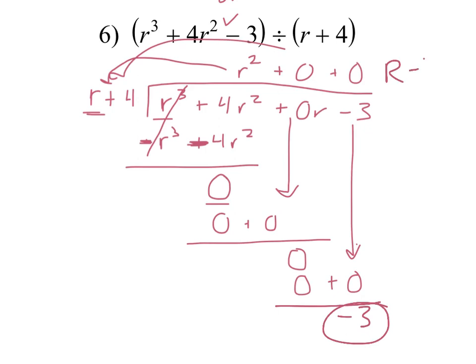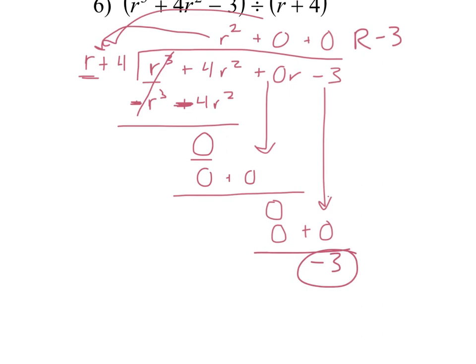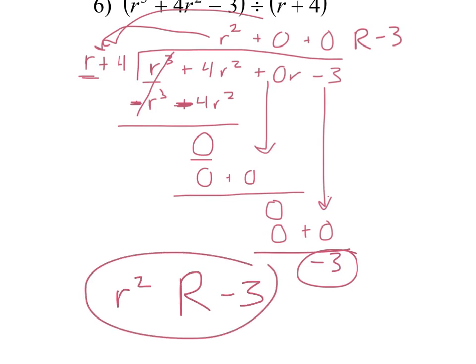It seems kind of redundant to put all of these zeros here, but it just helps you hold the place. So you might get zeros for a while, but then the numbers are going to start back eventually. So just continue doing the same pattern you were with the zeros until you get to a number. So our answer here is r squared with the remainder of negative 3. So for the zeros, we don't have to put in our answer.